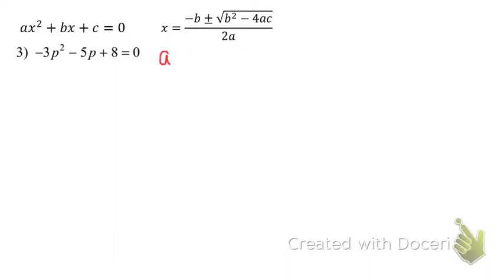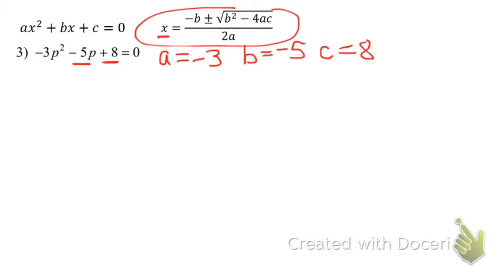A is the coefficient in front of the square term, so A is -3. B is the coefficient in front of the linear term, that's what they call that, so B is -5, and C is the constant, so C is +8. Apply the formula, X equals, or in this case it would be P equals, I don't know why I did that to you, but no big deal.